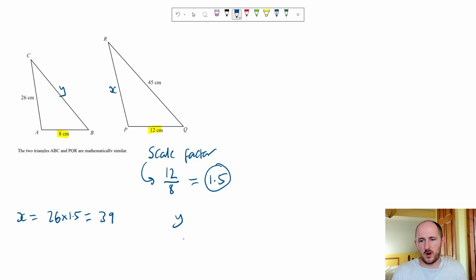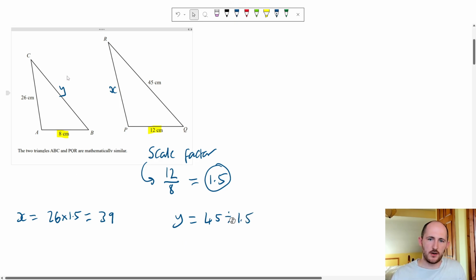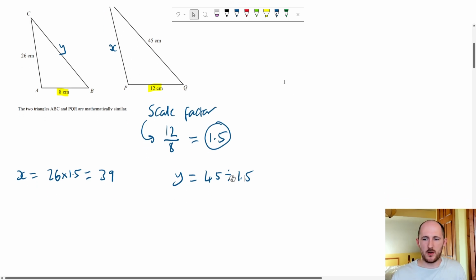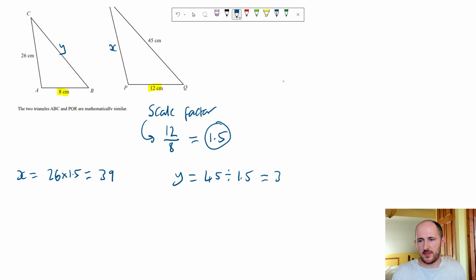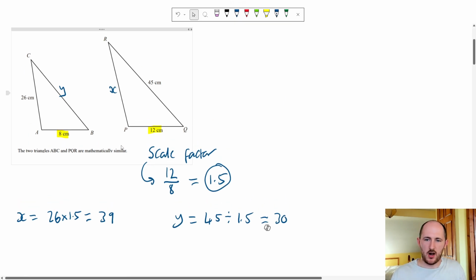So for the side Y, we're just going to take 45 and divide it by 1.5, because again, to go from the left to the right, we've done Y times 1.5 to get 45. So to go backwards, we do 45 divided by 1.5, which is 30. So the length RP is 39 centimeters and the length CB is 30 centimeters.